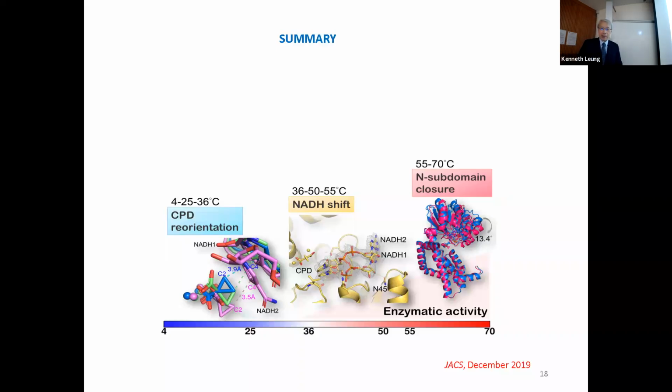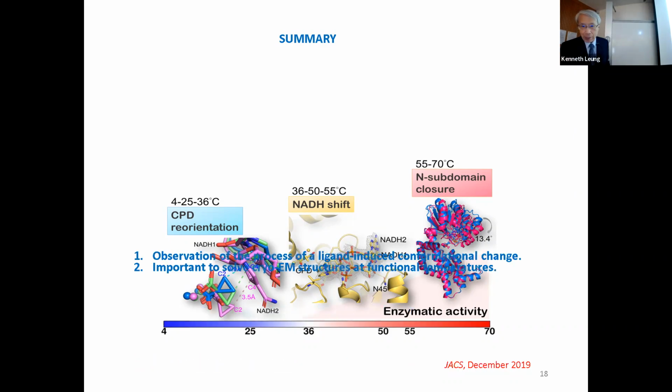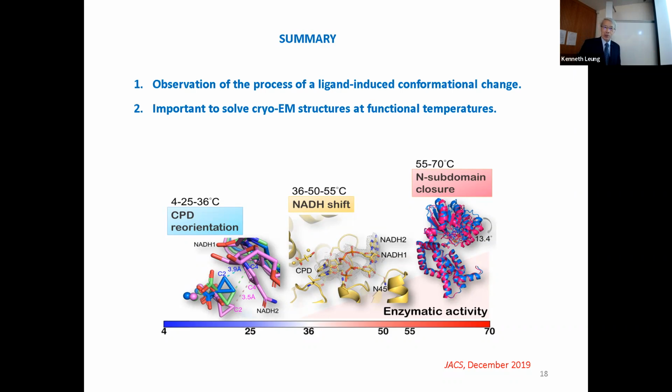So this is a summary of this study. That is, the conformational change now could be dissected into microscopic steps. You could do as many steps as you want. We change temperature. We only have to do 60 temperatures. You could do 60 temperatures if you like. I'm sure you will get more detailed information. So the summary is the observation of the process of a ligand-induced conformational change. And then it is important to solve cryo-EM structures at functional temperature.